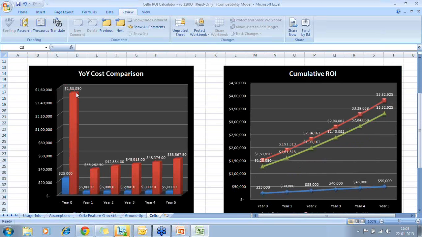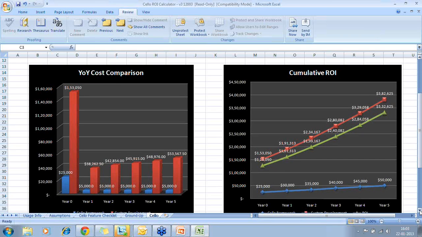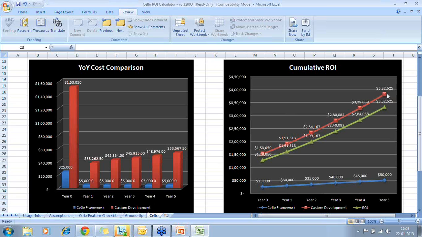So first year you would have spent 153K building it yourself, whereas 25K if you are choosing Cello. The second year onwards you will spend 30K, 38K, 42K, 45K, and so on year on year in maintaining the thing you built. Whereas here it goes by AMC, so you spend a very fixed amount, and the whole cost difference gives you a lot more competitive edge. This slide again talks about, from a cumulative perspective, what is the return on investment. So the return on investment can be as much as 382K in this scenario.